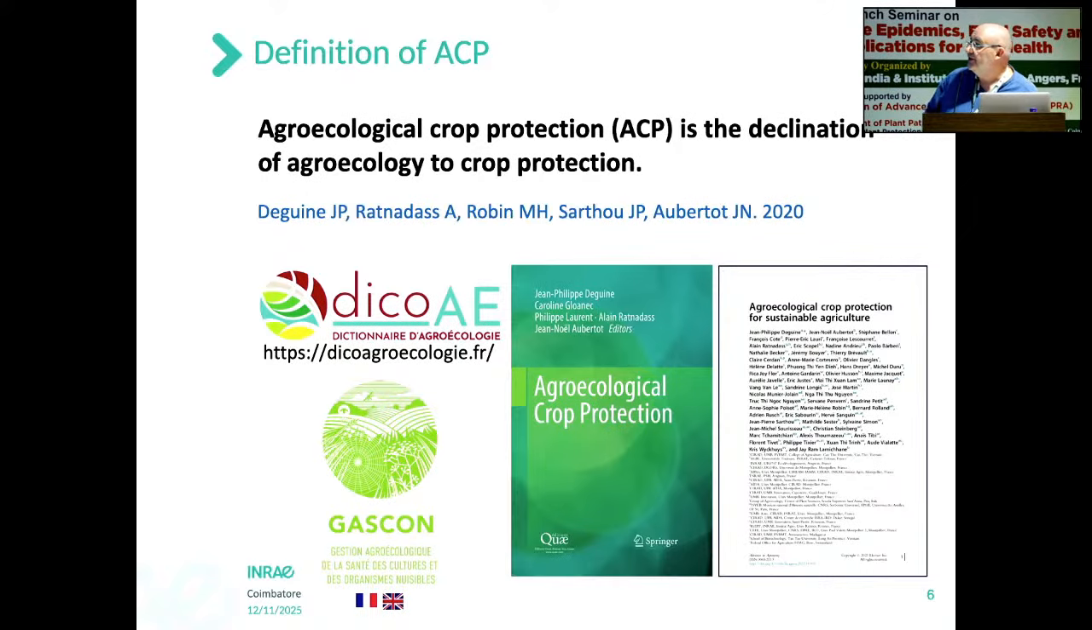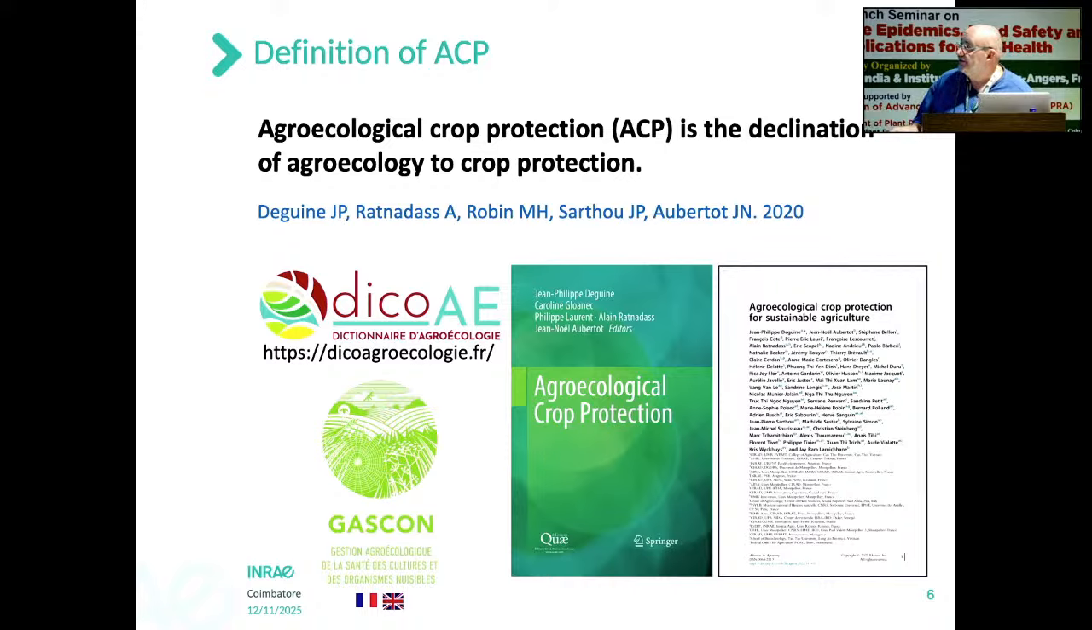So if we go back to crop protection, there is an important concept called agroecological crop protection. So we wrote 2 books about it, one in English, which is presented here, and we provided a definition. If you are interested by words in the field of agroecology, in my lab we developed this dictionary, and there is a 1-page definition of ACP. And the basic message is that ACP, agroecological crop protection, is the declination of agroecology to crop protection. And we also wrote a paper.